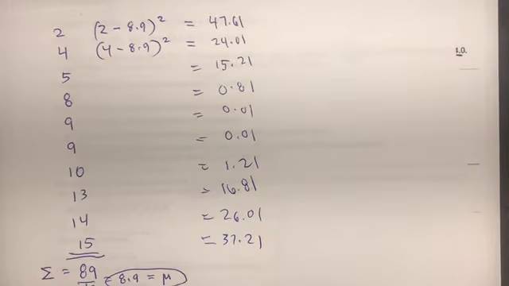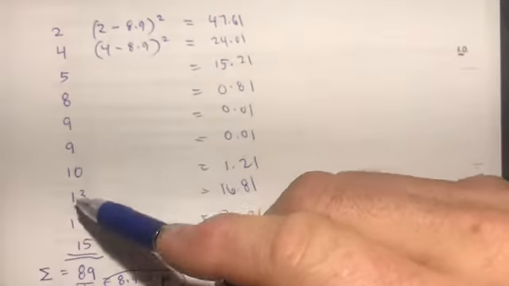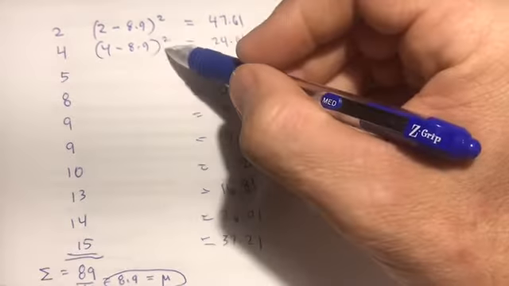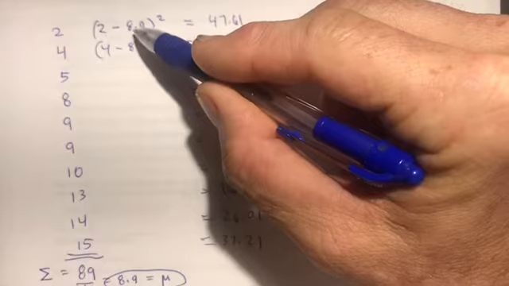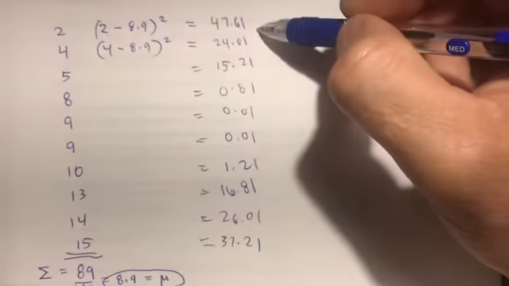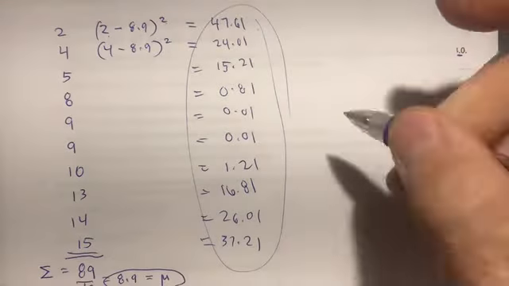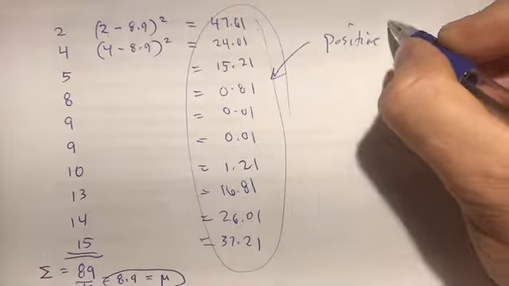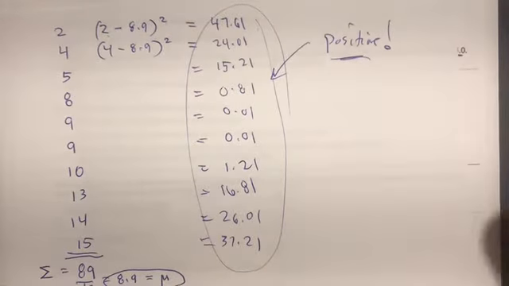So I subtract the mean from each one of these data entries, and then I square that. See if you notice when I do 2 minus 8.9, it's negative 6.9, but when I square it becomes positive. So all these numbers over here, you should never have a negative. Every one of these right here should be positive. That's a big thing right there. You've got to remember, all these should be positive, never negative.